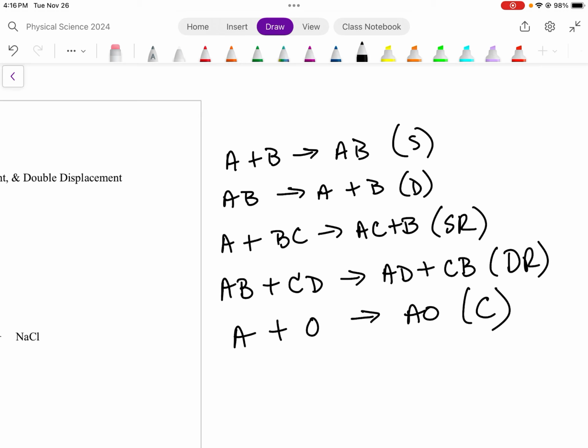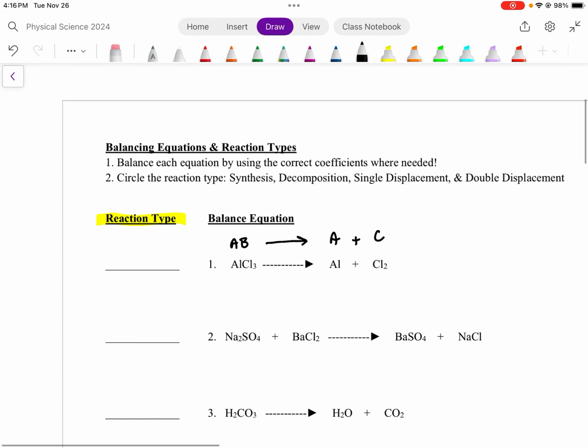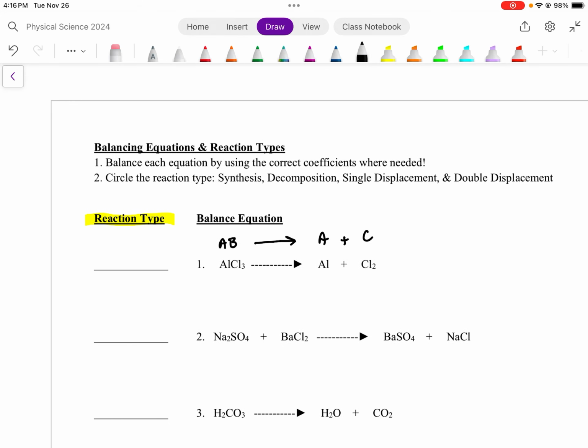So there's the 5 types. You can sure take a screenshot of that, save that if you want, or write it off to the side. Sometimes writing it, that repetition can be helpful. And so here, this one looks most like a decomposition, so I'll put the D there. And then I'm going to get rid of this stuff. I don't need that anymore. I already figured out the reaction type.